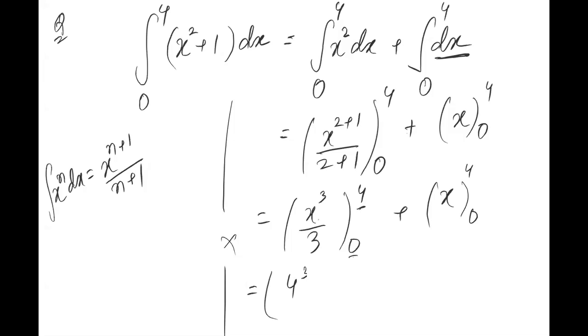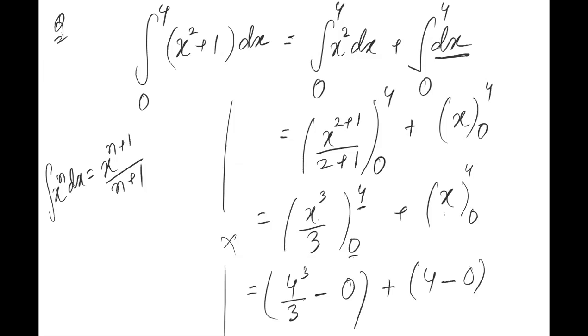So it will become 4 cube upon 3 minus, okay? Because the rule says you have to put a negative sign between putting the two values. So put a negative sign and then place the lower value as the value of x. Means this term will become 0, because if you put the value of x as 0, then this whole term will become 0. Plus x, you will put it as 4, right? The upper limit of x is 4. So you will replace this x by its upper limit, that is 4, minus the lower limit, and the lower limit is 0.